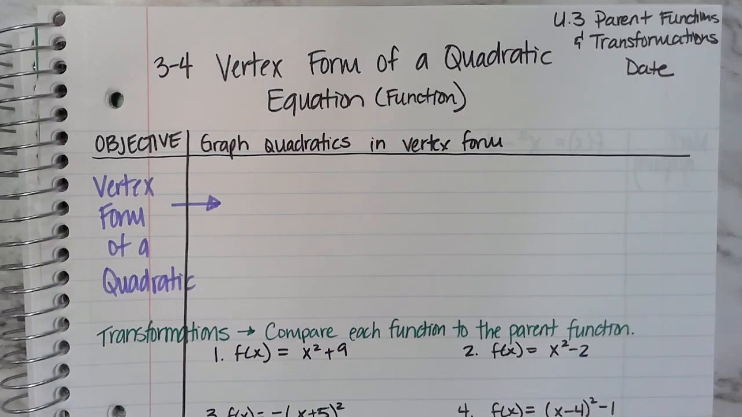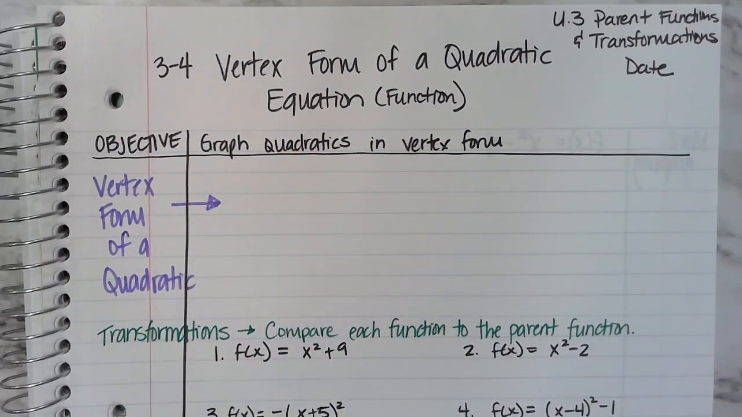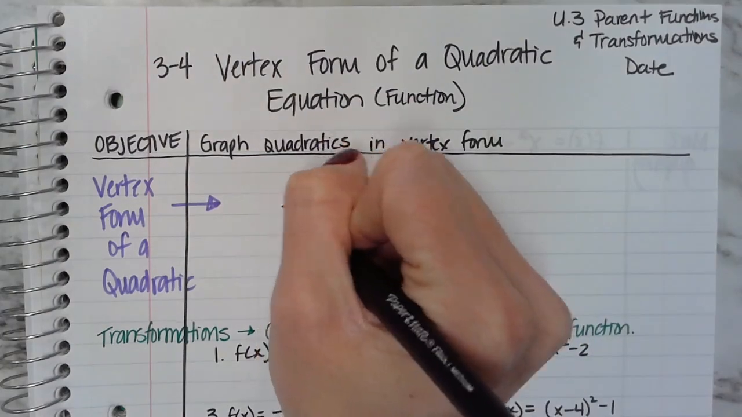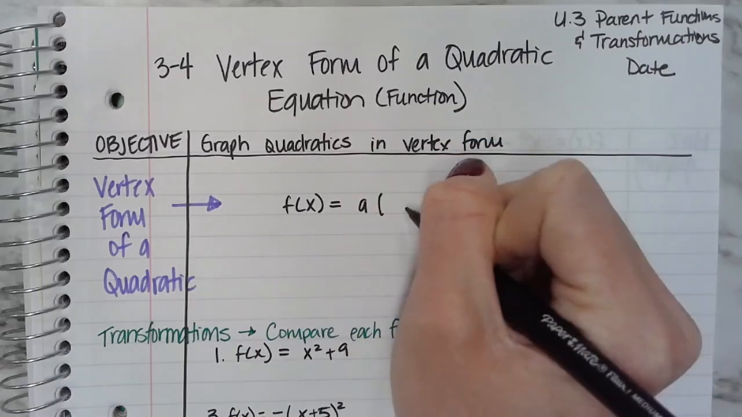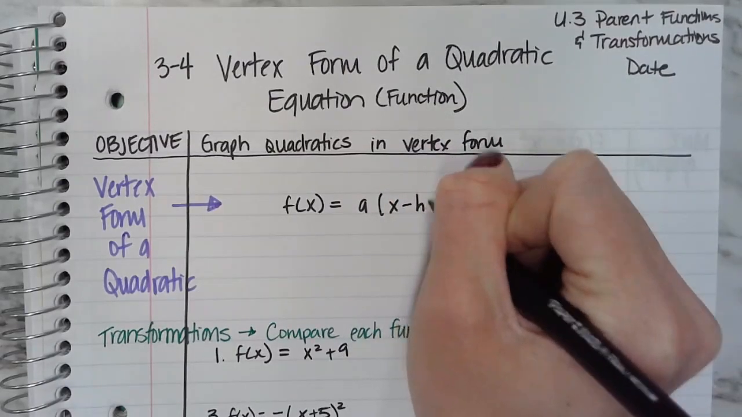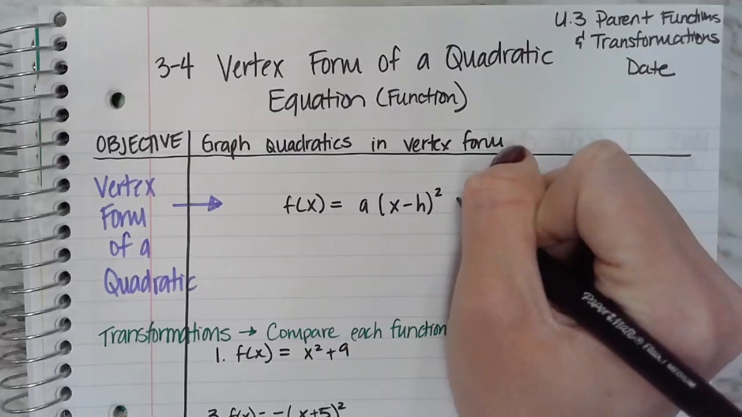And it's very similar to how vertex form of an absolute value shows us transformations. The same thing is true for vertex form of a quadratic. It shows us transformations of the parent function of a quadratic function. And so vertex form has a formula, and we're going to write this down. The formula for vertex form is f of x equals a times x minus h squared plus k.